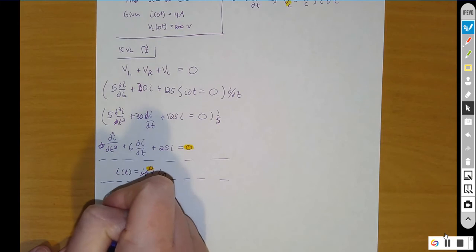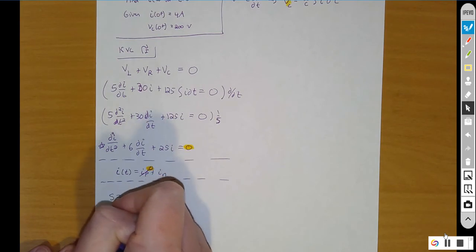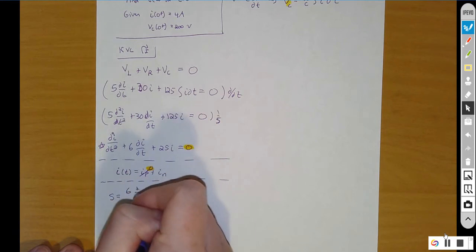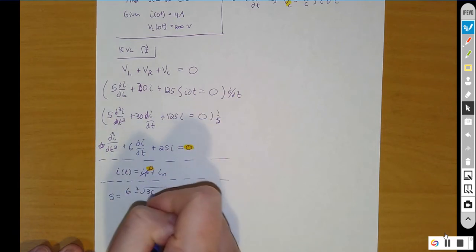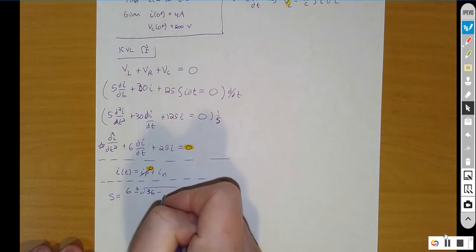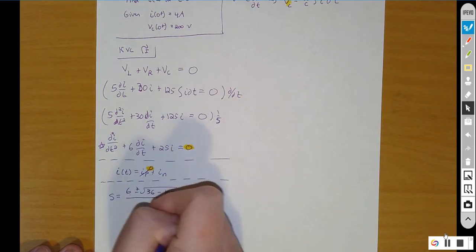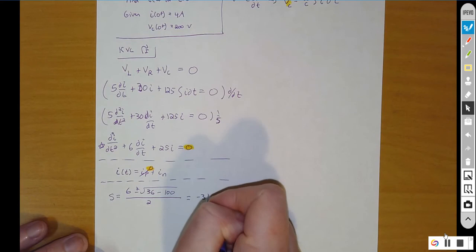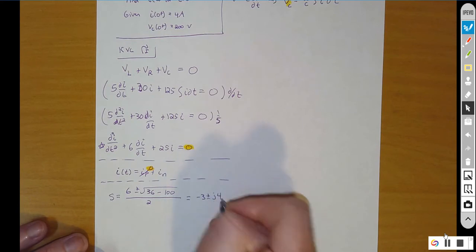So we're going to have s equal to 6 plus or minus the square root of 6 squared, which is 36, minus 4 times 25, which is 100, divided by 2. Just doing the math real quick. Again, that's the 6, and there's 25 times 4. When you solve that, you will get negative 3 plus or minus j4.